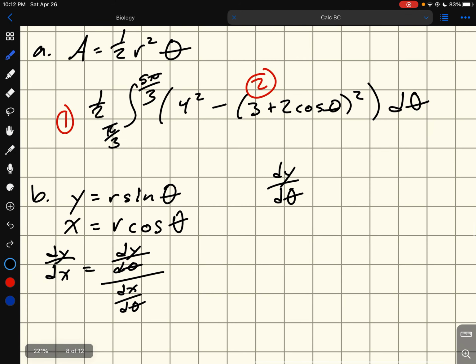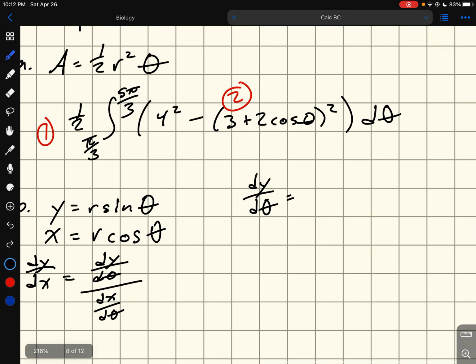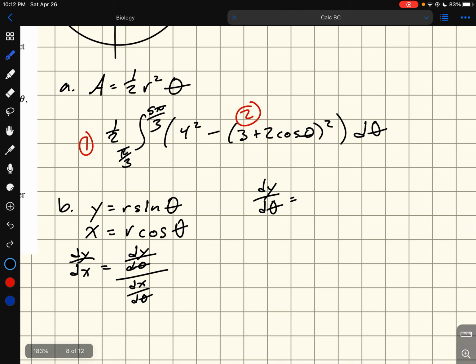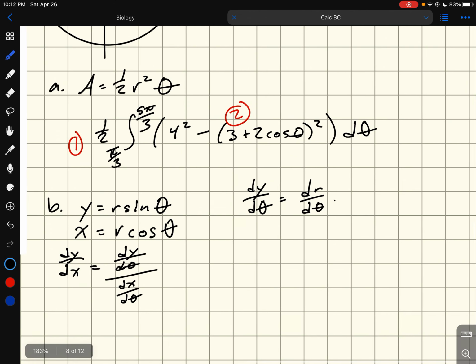So to take the derivative of this, we need to use the product rule. Remember, product rule is derivative of the first times the second plus the derivative of the second times the first. You just alternate which one is taking the derivative. So derivative of r is dr d theta times the second one. And then we're alternating. So now we're taking the derivative of sine, which is cosine. And we just have an r tacked onto there. So I'm just going to write the r first and then our cosine.